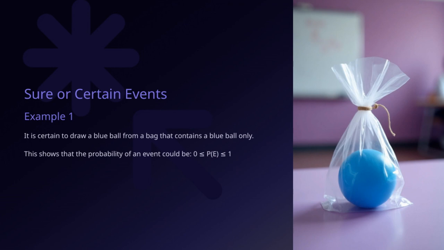Understanding these concepts helps us grasp the basics of probability, especially when we're dealing with events that are guaranteed or impossible. It ties into the overall idea that probability measures how likely an event is, from impossible to certain.